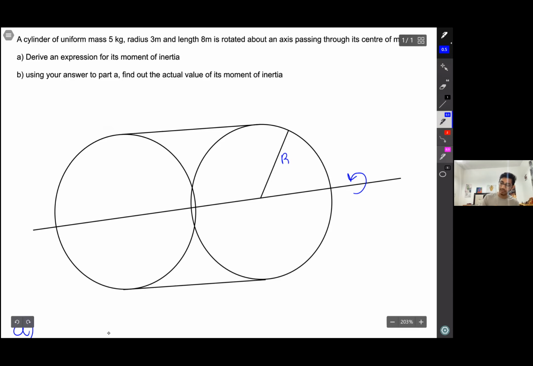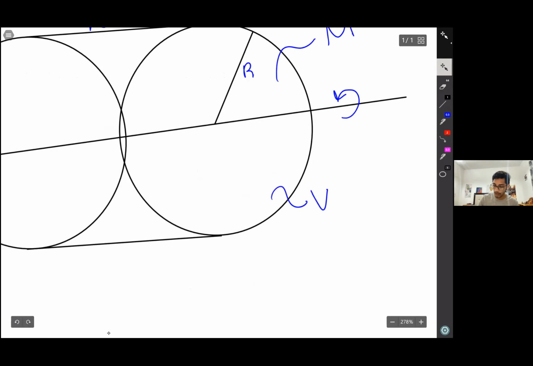Okay, then it'll have some length, we'll call that length h, and it'll have some mass, we'll call that mass m. We also have some volume, which we'll call v. And we know that the volume is just going to be pi capital R squared times my height.